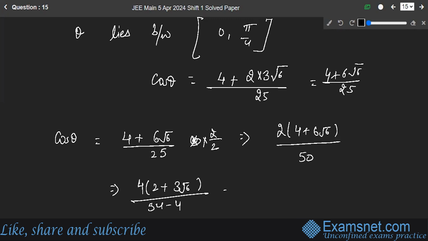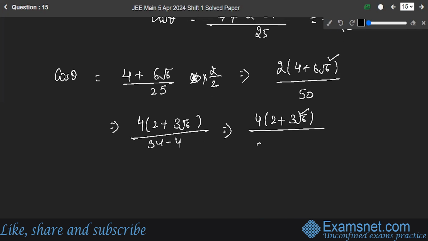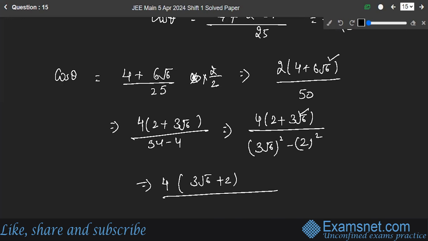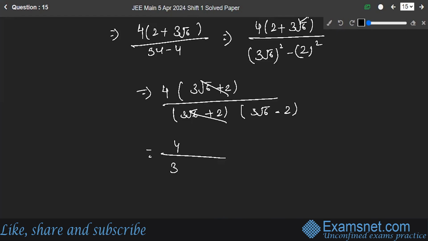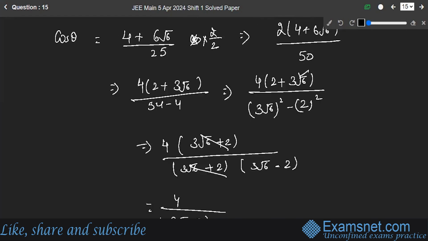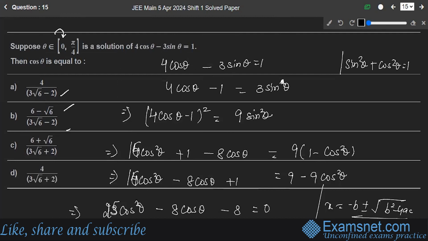50 can be written as 50 minus 4. I want to get somehow in this term 3 root 6. So this is 3 root 6 square minus 2 square, or you have 4 into 3 root 6 plus 2 upon this is a square minus b square. So a plus b, a minus b, these two will cancel and you will have 4 upon 3 root 6 minus 2. This is the answer to the question, 4 upon 3 root 6 minus 2. We have first option as the correct answer. Option A is the right answer to the question.